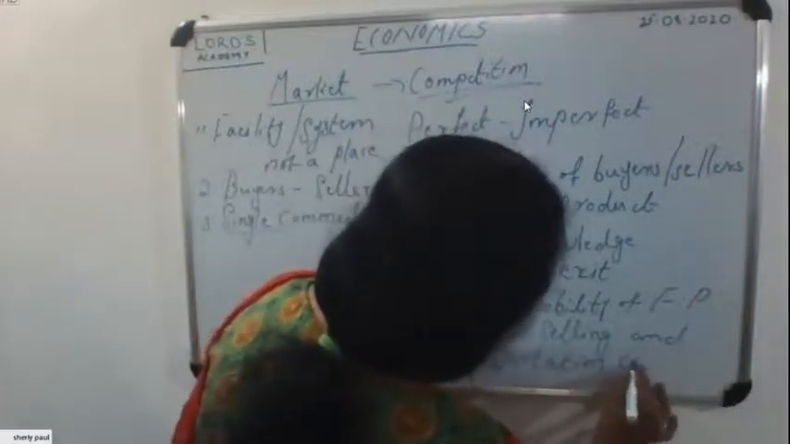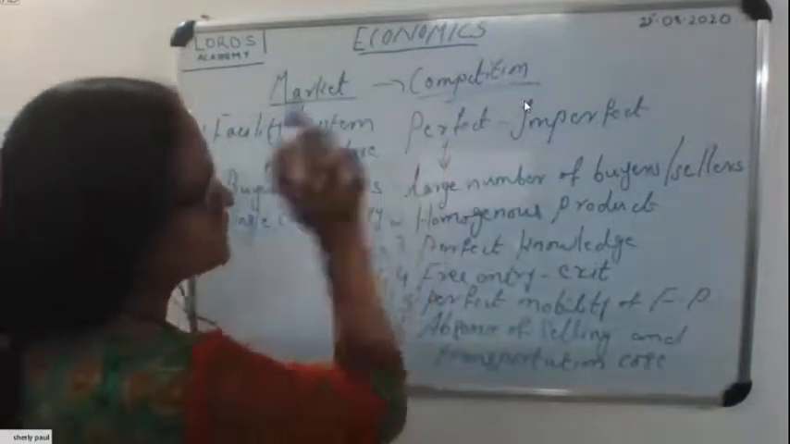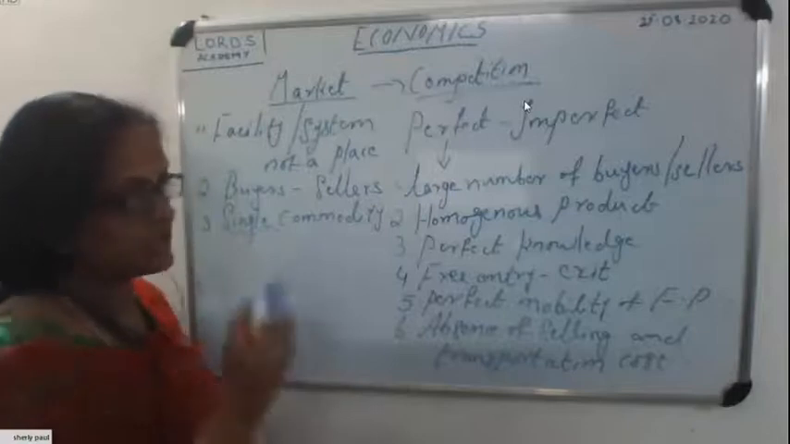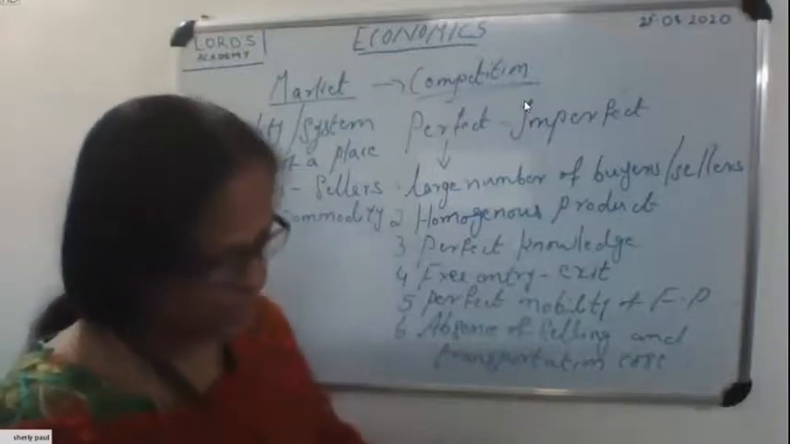Absence of selling and transportation costs. These are the characteristics or features of perfect competition. Clear? These are the features.